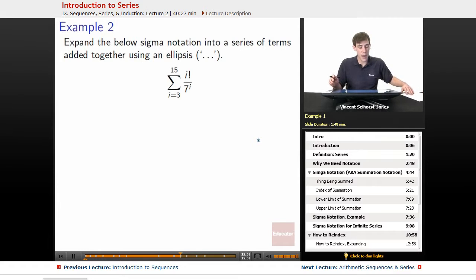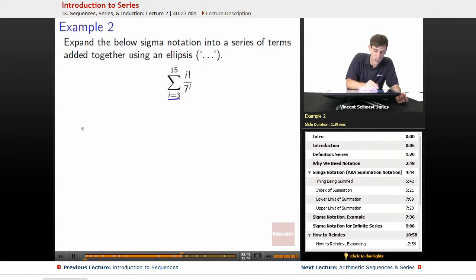Next one, expand the below sigma notation into a series of terms added together using an ellipsis. So we break it apart into the form where we're not using sigma notation, we're just writing it as one term after another with some pattern occurring. So what would our very first term be? Our very first term would start at i equals 3, so we plug in a 3 for our i first, so that would be 3 factorial over 7 to the 3.